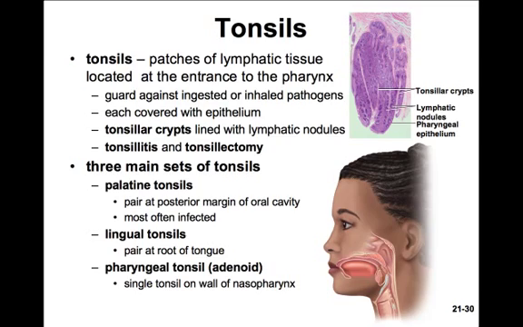There are three main sets of tonsils. The palatine tonsils are right here on the posterior margin of the oral cavity. These are the ones that are most often infected as they protect us against both inhaled and consumed pathogens. The pharyngeal tonsil is a single tonsil back here on the wall of the nasopharynx, otherwise known as adenoid tonsils. And the lingual tonsils are located here at the root of the tongue, one on each side.